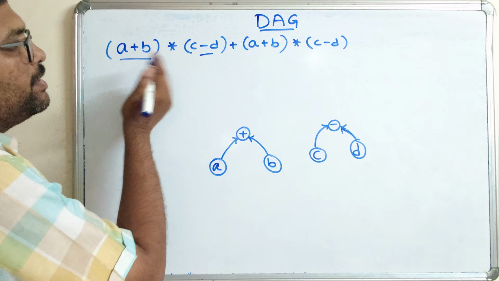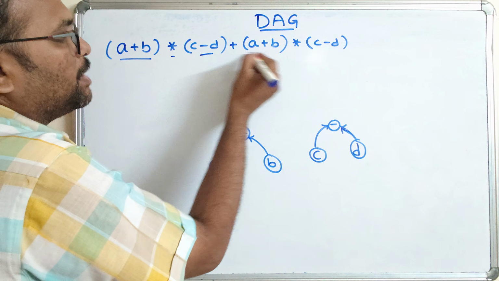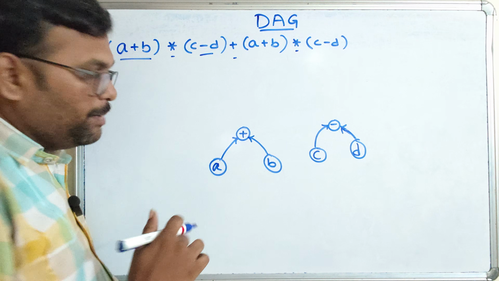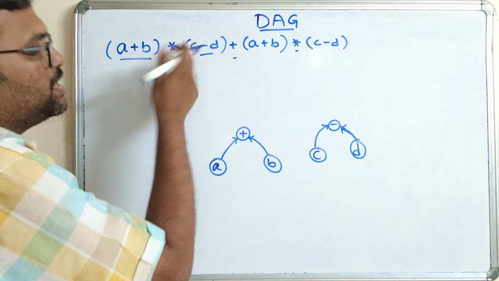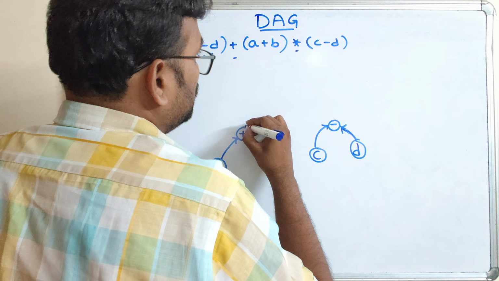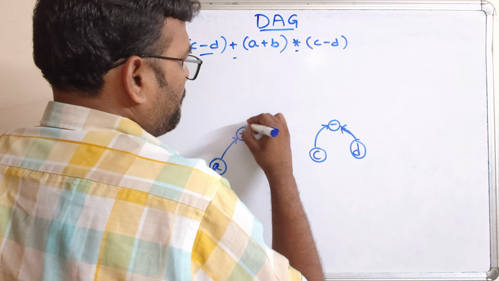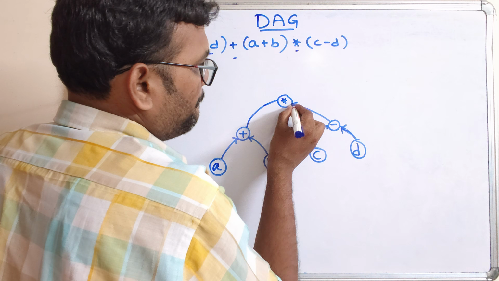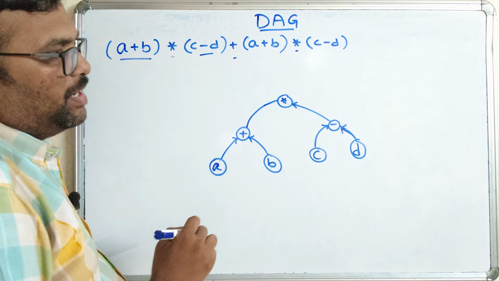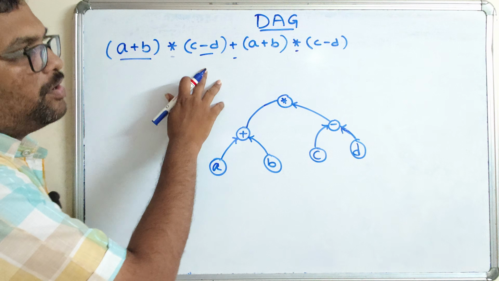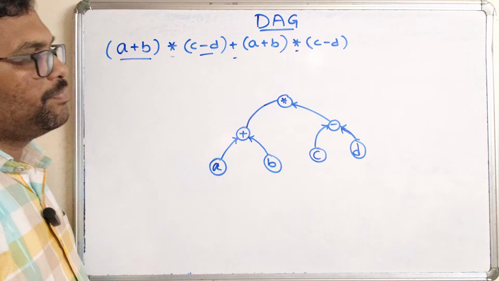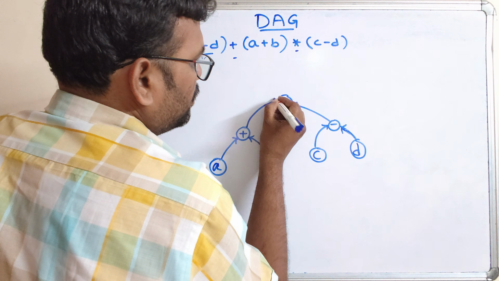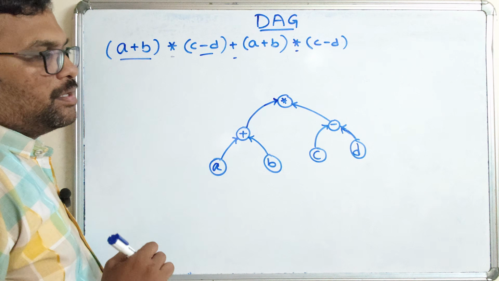Done. And then we have some multiplications and additions. So the first preference will be on multiplication. So multiplication in between A plus B and C minus D. So what we have to do? We need to apply multiplication here, and also this one. Then what we have to do?